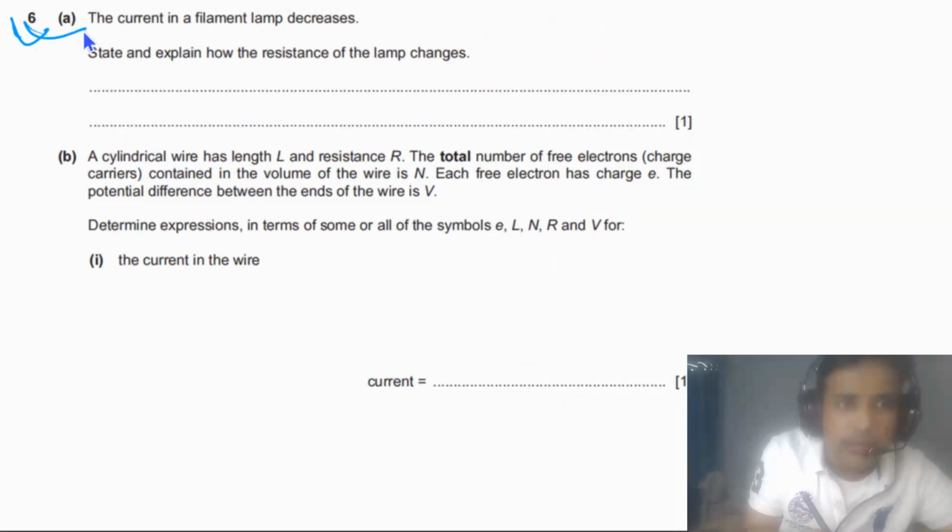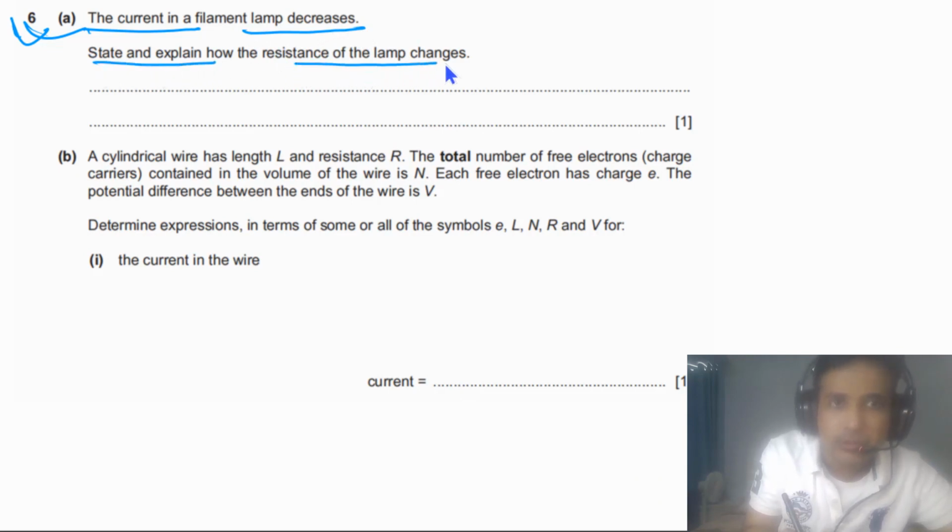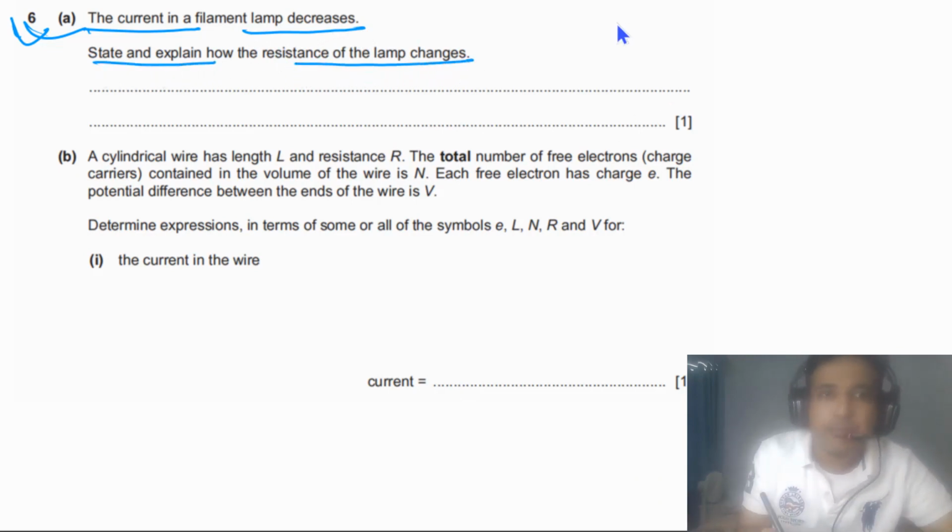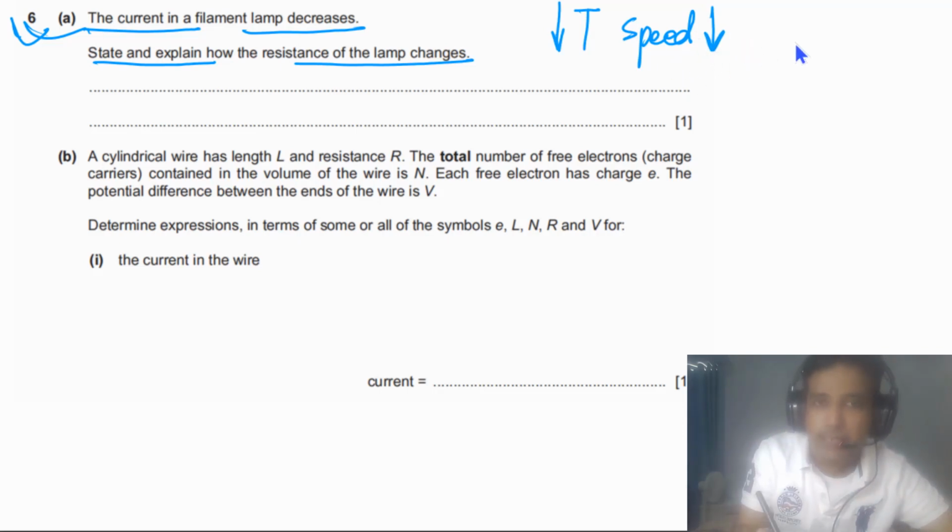Question 6 part A says the current in the lamp decreases. State and explain how the resistance of the lamp changes. For this question, it is given to us that the temperature of the lamp decreases. If the temperature of the lamp decreases, it means the speed of electrons also decreases, because electrons have less kinetic energy. As the speed of electrons decreases, it also means that the number of collisions between ions and electrons also decreases. It simply means that the resistance of the lamp decreases.